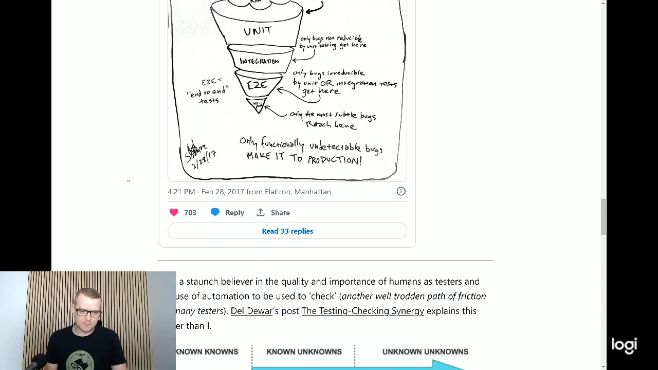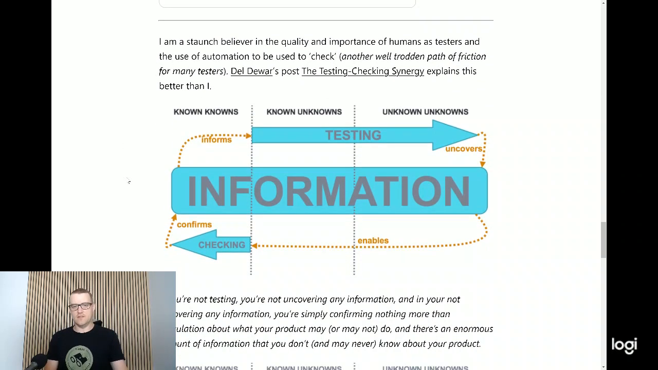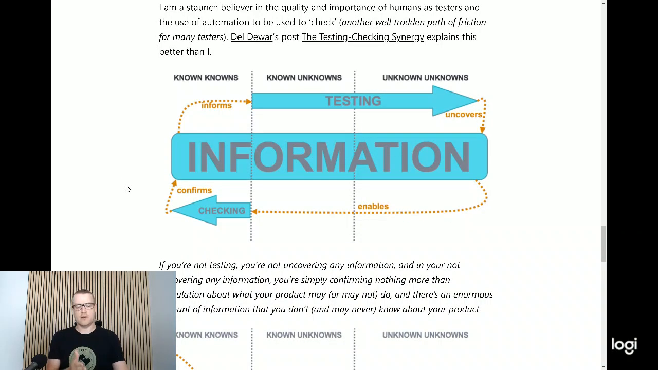Only functionally undetectable bugs making it through to production. Now, I'm a staunch believer in the quality and importance of humans as testers, and the use of automation to check. Okay, testing, checking, conversation, we've had it there. I like what it stands for. I don't think it should be a barrier of entry to conversation. But Del Dewar's post here, the testing-checking synergy, explained it better than I did.